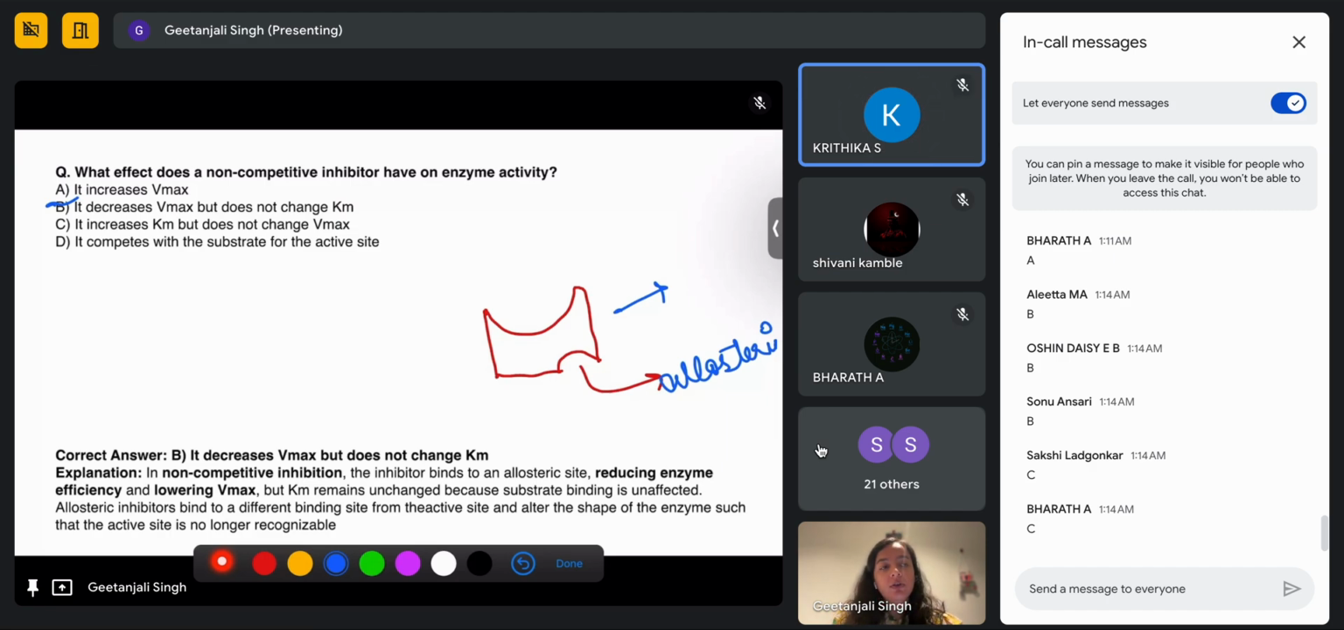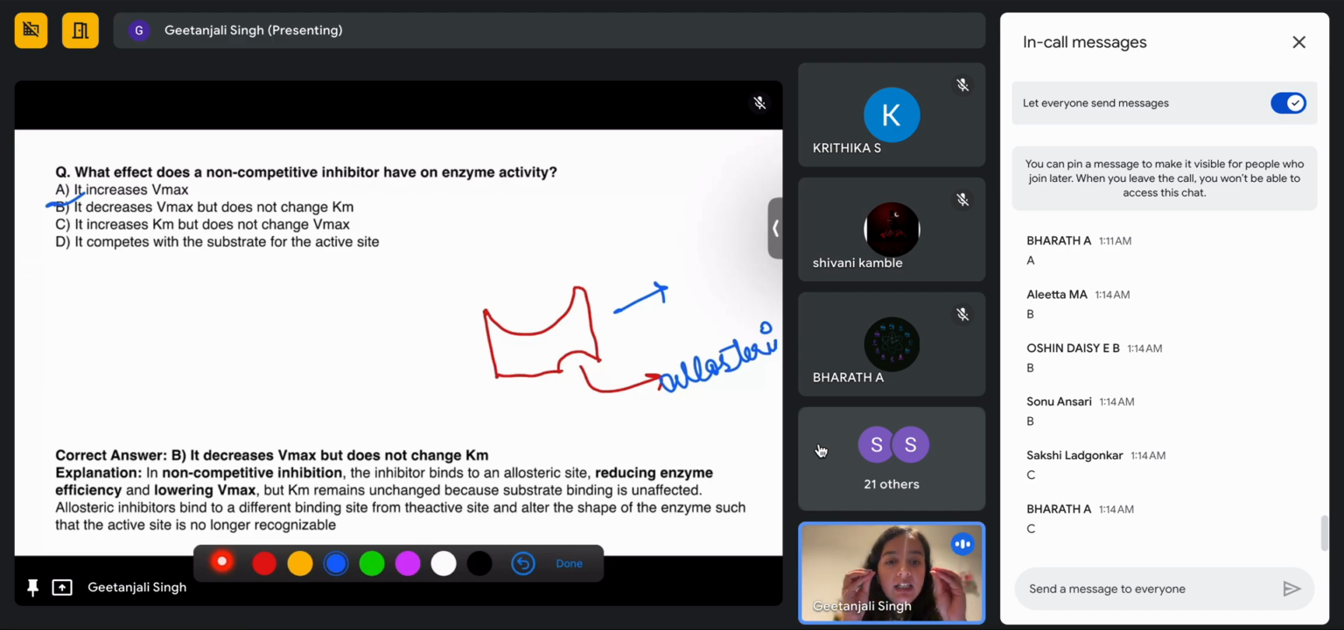Okay, yeah, sure. So in non-competitive inhibitors, they are not competing for the active site. They're just binding to an allosteric site and changing the conformation of the active site. In uncompetitive inhibition, what happens is, once the enzyme-substrate complex is formed, only then the inhibitors come and inhibit the reaction.